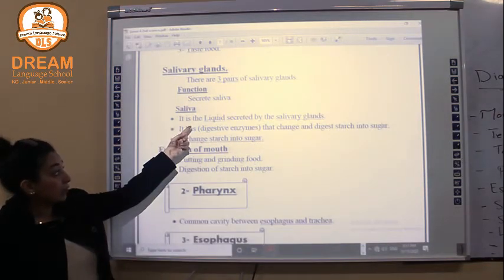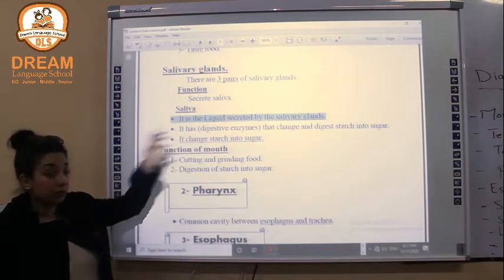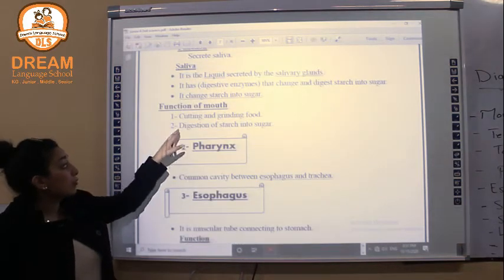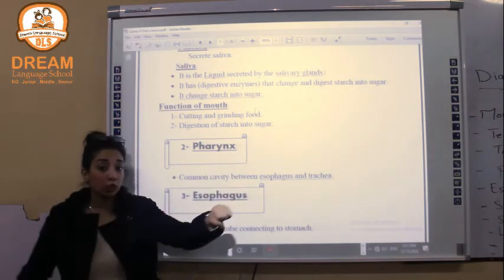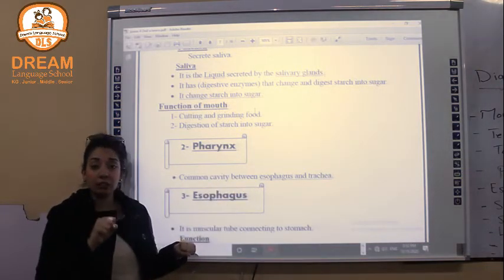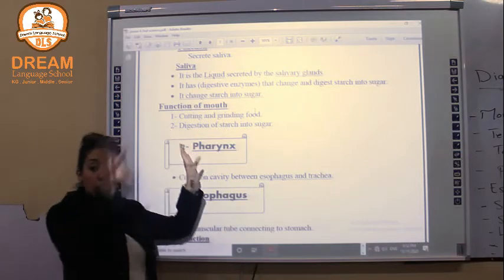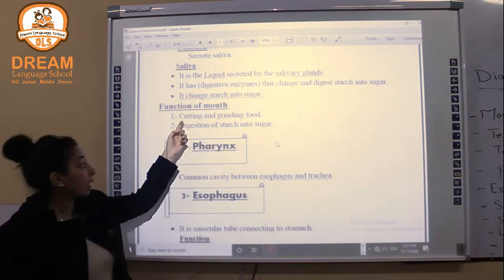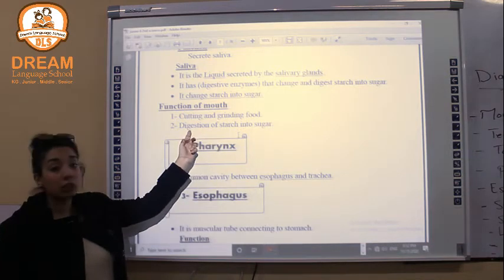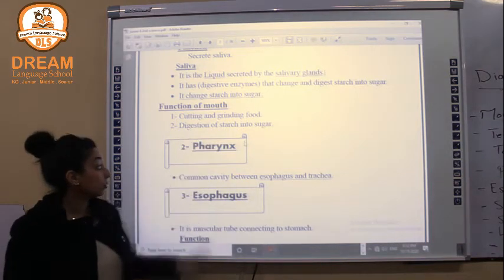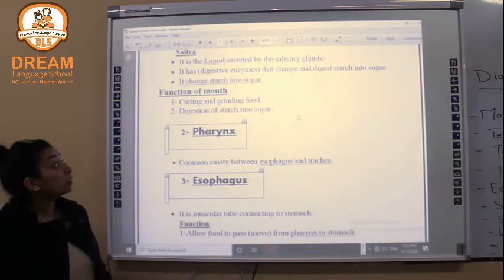So the saliva is a liquid secreted by the salivary gland. What is the function of the mouth? I will take the function of the teeth and the function of the salivary gland and put it inside the mouth. Cutting and grinding the food by the teeth, and digestion of starch into sugar, meaning breaking down the starch into sugar. We have now finished the mouth.